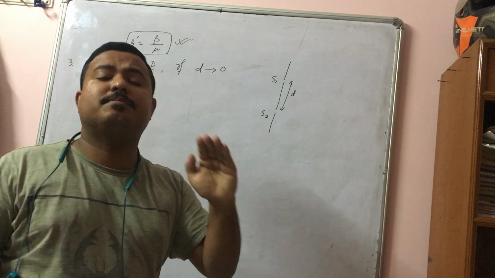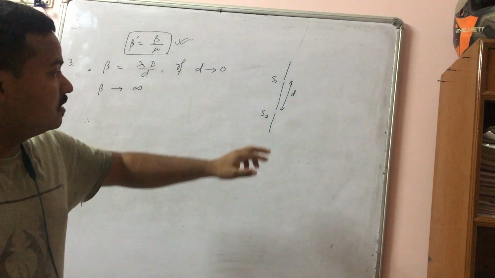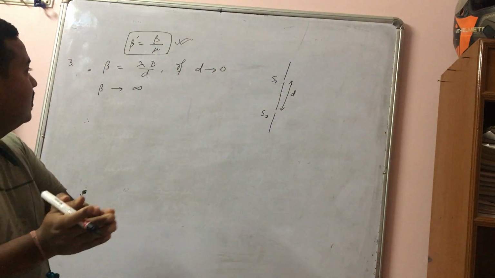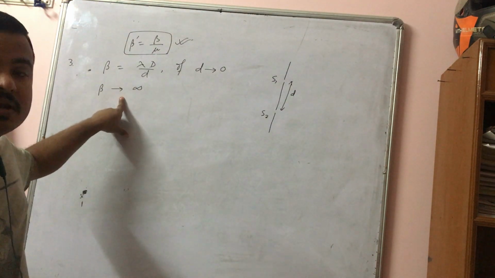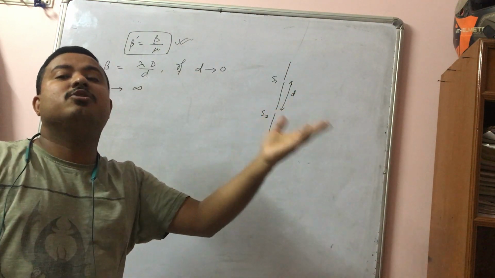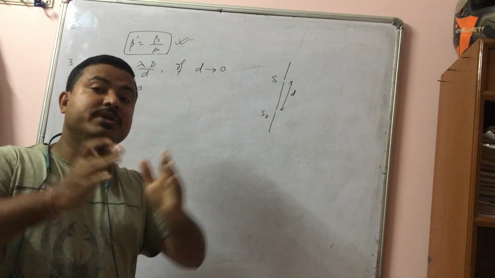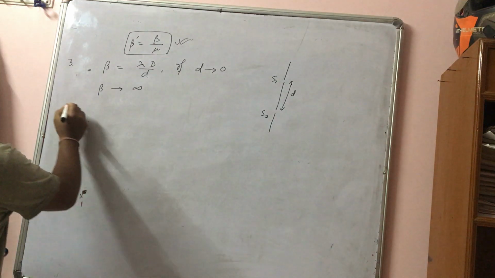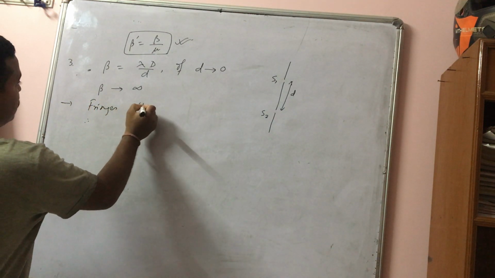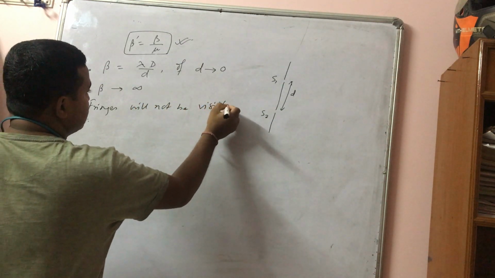If the two slits are placed infinitely close to each other, that means the separation between them becomes 0 or extremely small. In that case, your beta tends to infinity, which means the fringes will be at infinite distance apart. So they cannot be visible. You cannot see the fringes because they cannot be taken on the screen, as the width is infinite, okay? So in that case, the fringes will not be visible. So this point you have to remember.